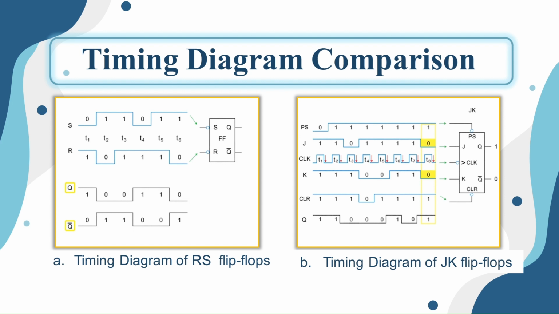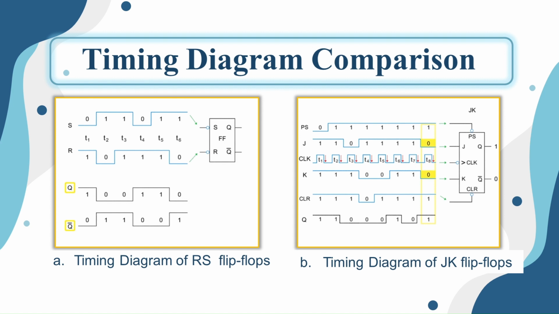Now looking at the RS flip-flop on the left side, we notice something very different. It does not use a clock signal at all. It is asynchronous, which means it responds immediately to changes in its inputs, S and R. For example, at T2, S is 1 and R is 0, so the flip-flop sets the output Q to 1 without waiting for any clock.